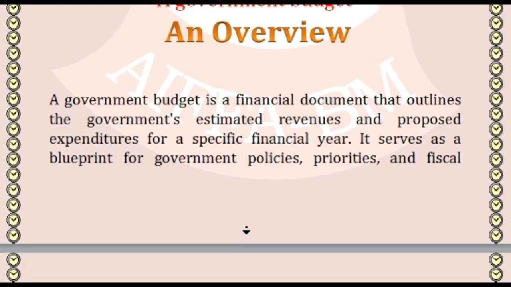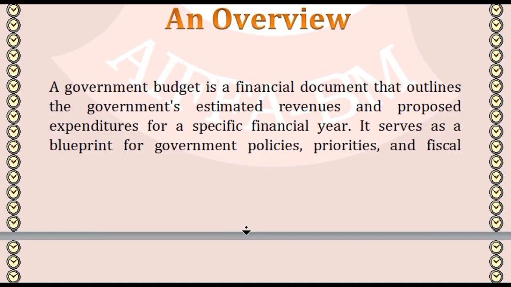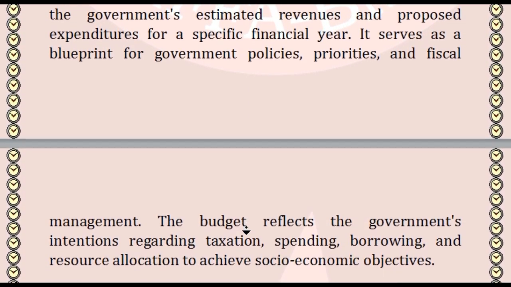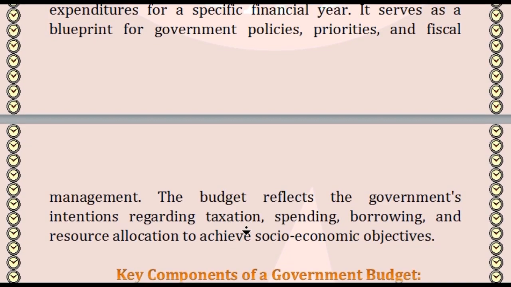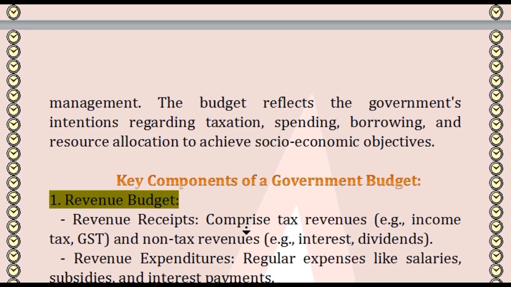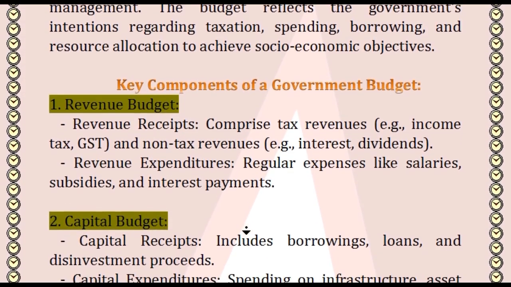A government budget. An overview. A government budget is a financial document that outlines the government's estimated revenues and proposed expenditures for a specific financial year. It serves as a blueprint for government policies, priorities, and fiscal management. The budget reflects the government's intentions regarding taxation, spending, borrowing, and resource allocation to achieve socio-economic objectives.